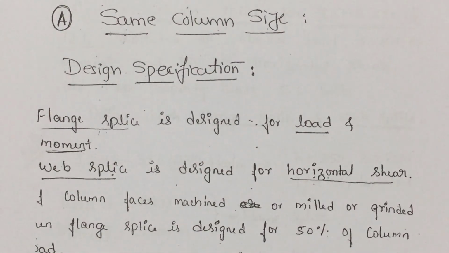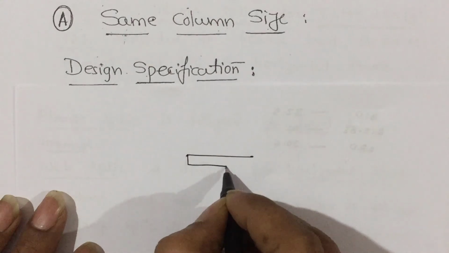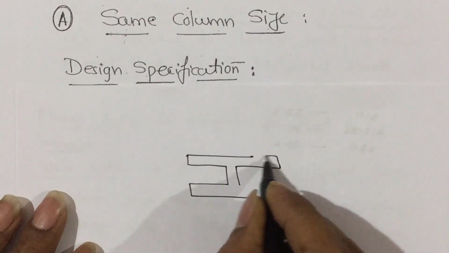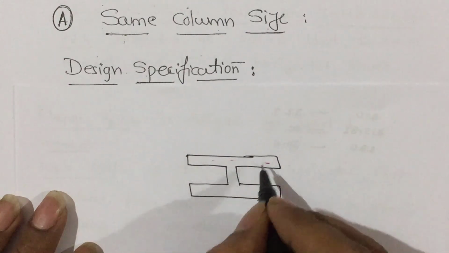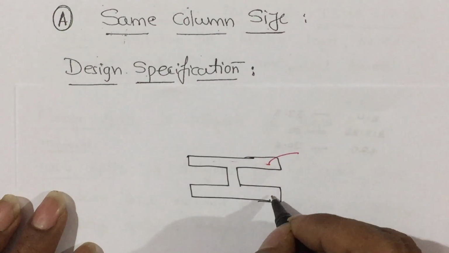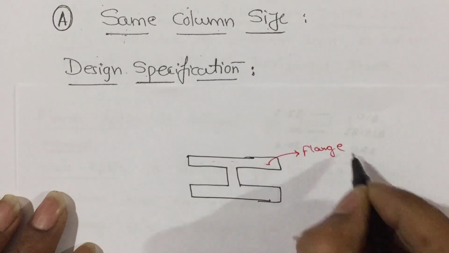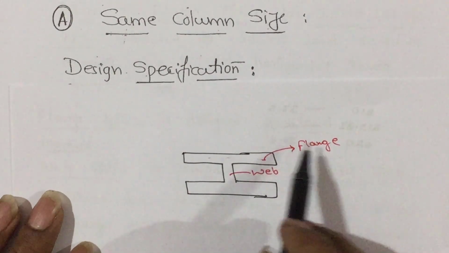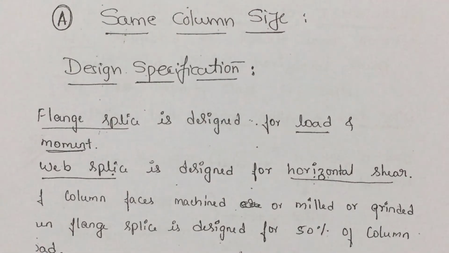Before going to the design specifications, I think you are already aware of this one, I will tell you. This is an I section. The top and bottom horizontal members, we are going to call the flange, and this vertical member we are going to call the web. This is the flange and this one is the web.